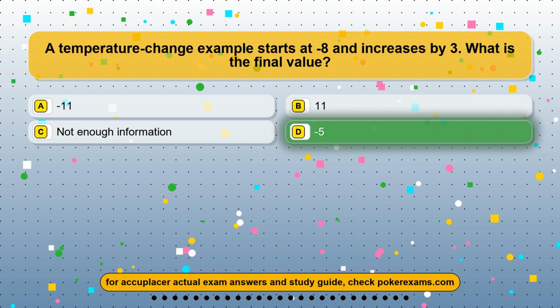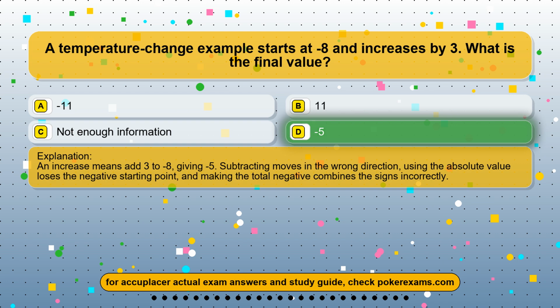The correct answer is option D, -5. An increase means add 3 to -8, giving -5. Subtracting moves in the wrong direction, using the absolute value loses the negative starting point, and making the total negative combines the signs incorrectly.